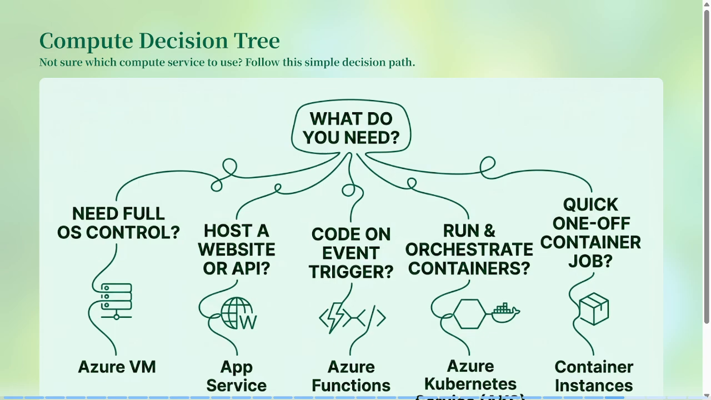So the compute decision tree looks like this. Need full OS level virtual machine, need web app or API hosting, App Service. Need event driven execution, Functions. Need container set scale, AKS. Need simple container execution, Container Instances. This decision framework helps you choose the right compute service in both real world architecture and AZ-900 exam scenarios.